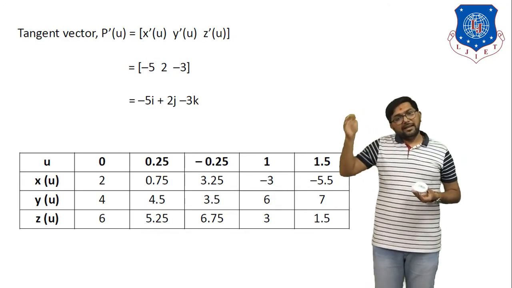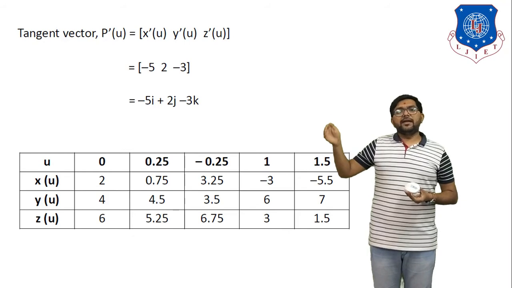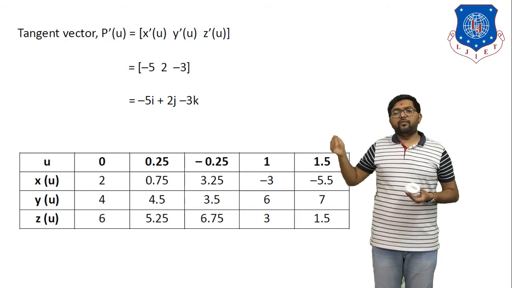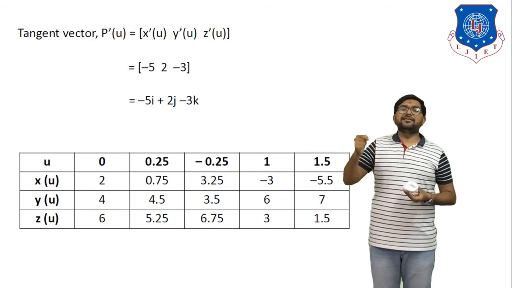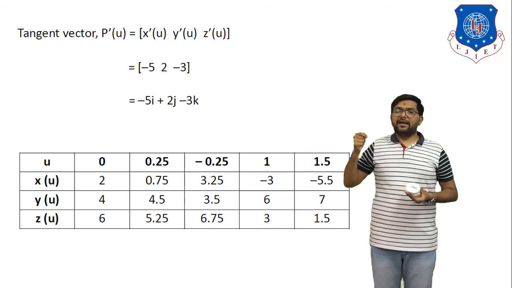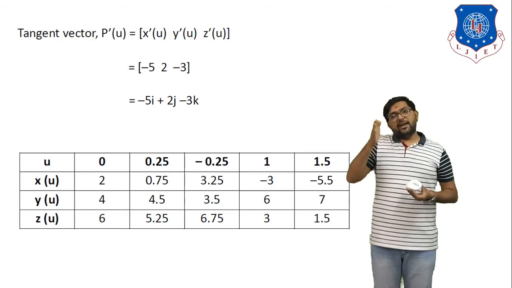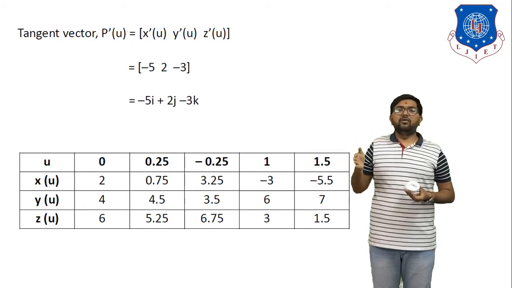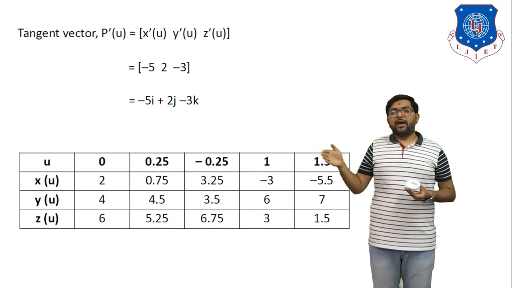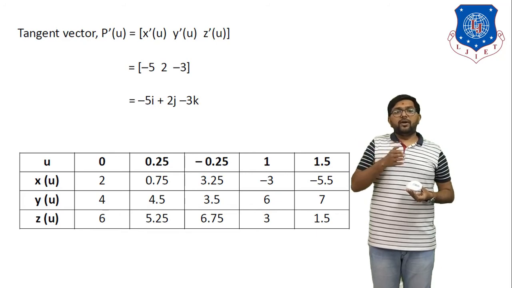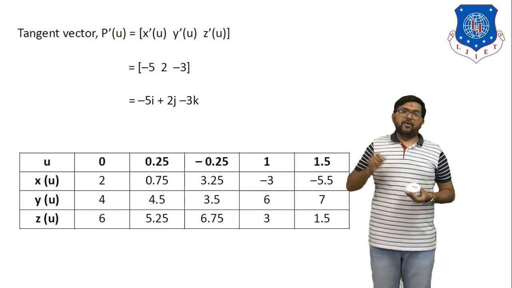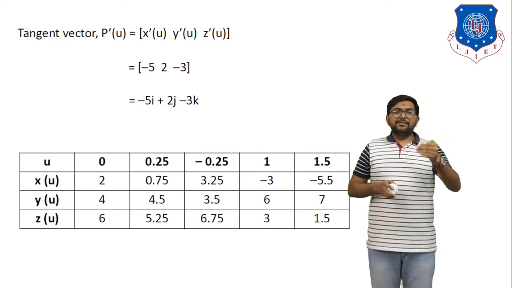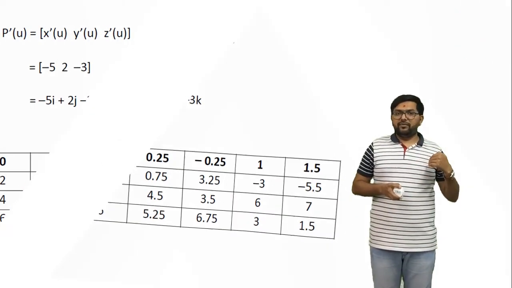Okay. Same way again you have to find x of u, y of u and z of u for u is equal to 1, and you will get the answer as minus 3, 6 and 3, and you have to repeat this procedure for the value of u as 1.5. Clear? So putting the value 1.5, you get minus 5.5, 7 and 1.5. You will find these answers as x of u, y of u and z of u like this.